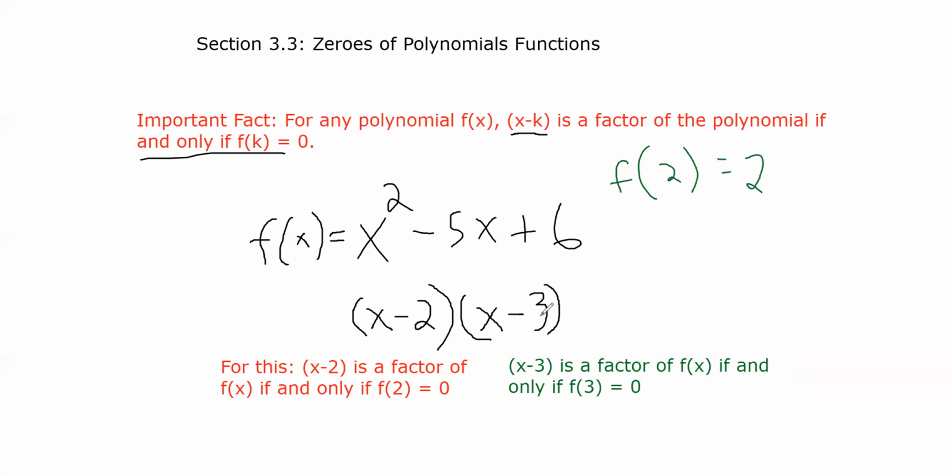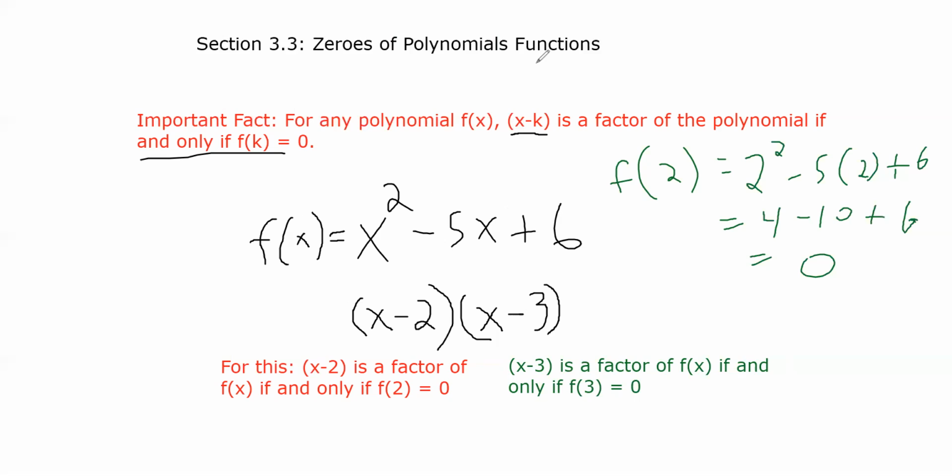But let's try it. 2 squared minus 5 times 2 plus 6. That's going to be 4 minus 10 plus 6. 4 minus 10 is negative 6. Add 6 back onto it, and you do indeed get 0. Thus, because I could plug a 2 in and get a 0, that means x minus 2 is a factor. You could also do the same for 3. If you plugged a 3 into this, it would spit out a 0.